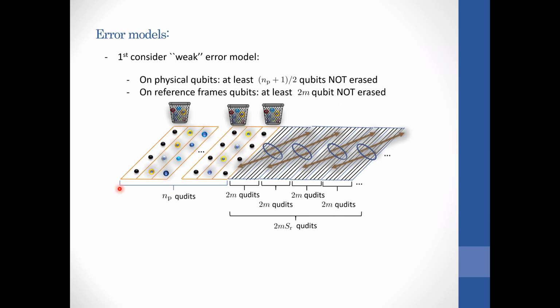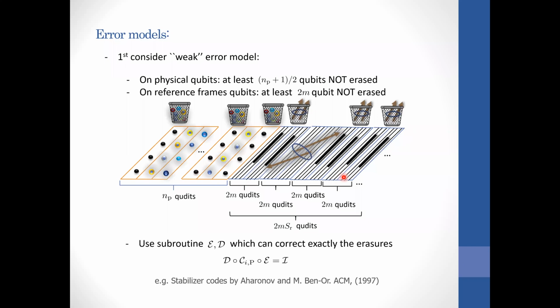So in terms of pictures, we can think of it like this. On the physical qubits corresponding to the original subroutine encoding, we have at least just over half not erased. And on the reference frame qubits, we're allowed to erase everything other than one reference frame, which consists of 2m qubits. Okay, and in this particular example of the weak error model, we will assume that the subroutine encoder and decoder can perfectly correct this type of errors. So we encode, the errors occur in the physical space, and we can decode. This is just the identity channel, and there are many examples of potential encoder and decoder codes which satisfy this property. In the literature, for example, there's a paper by these authors from 1997.